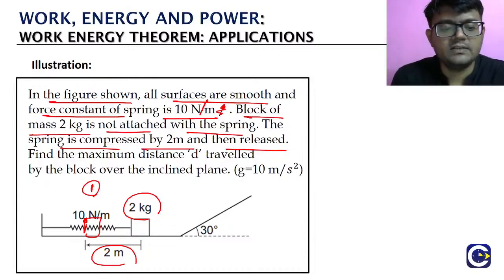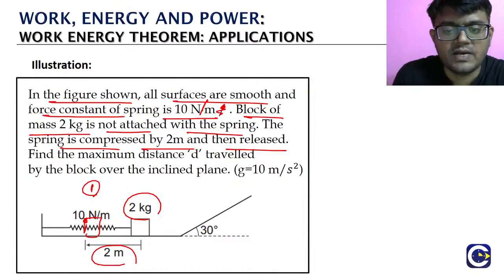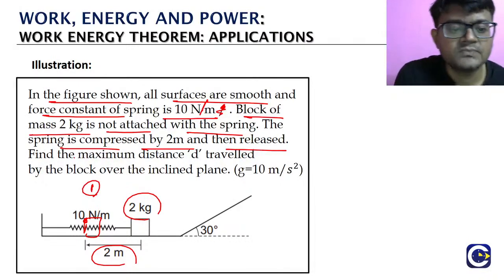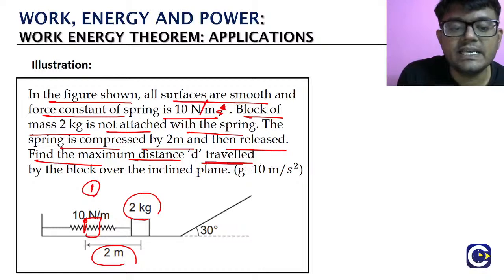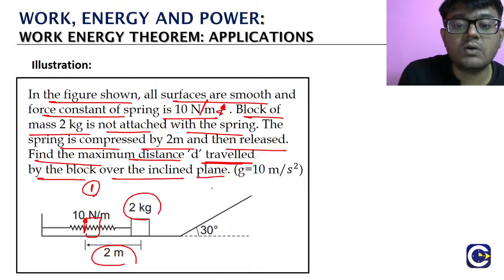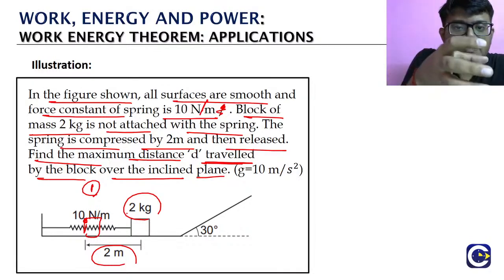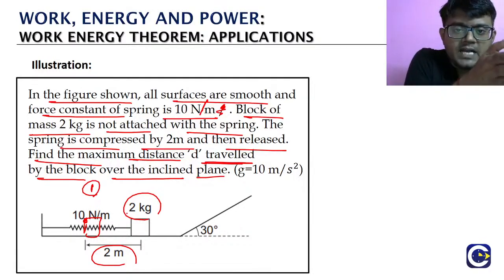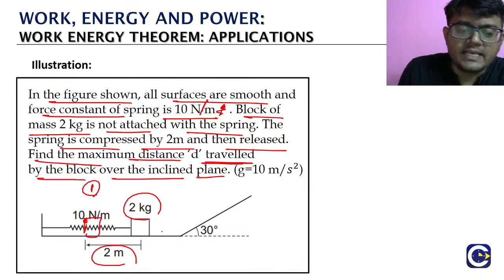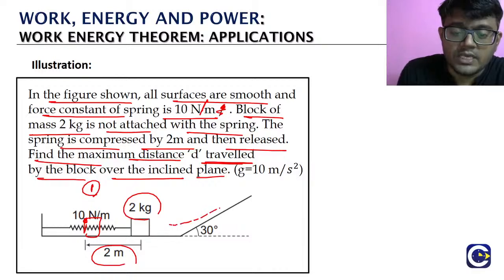Consider this our position 1, that is the compressed state of the spring. We are releasing it. When released, the block's kinetic energy is 0. Find the maximum distance d traveled by the block over the inclined plane. Now look, we have compressed the spring with the block. When released, the spring will try to push the block, so the block will start moving. It will move away from the spring, and because it gets kinetic energy, it will start going up the inclined plane.